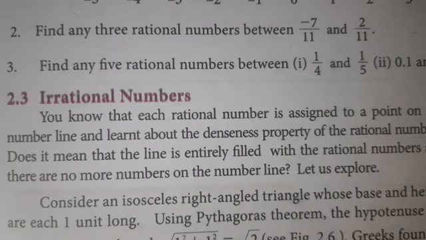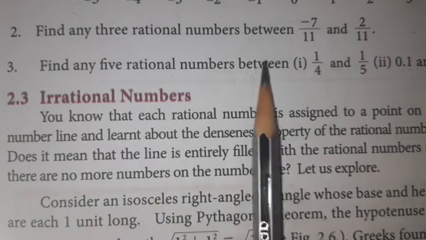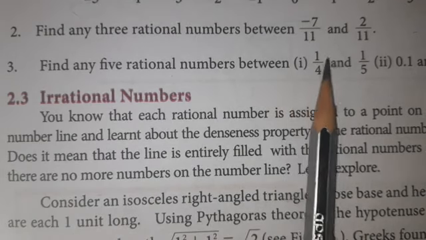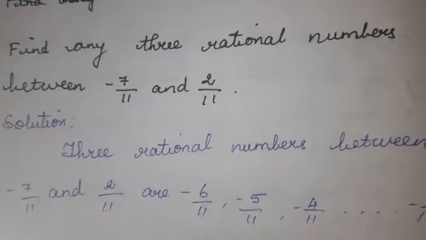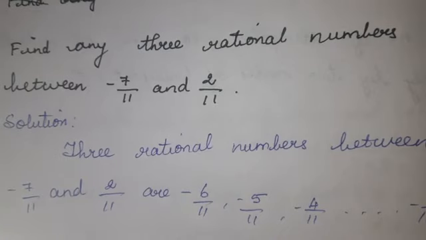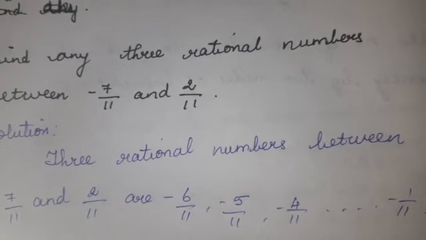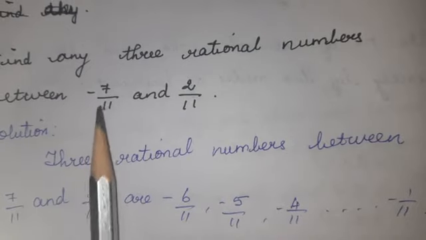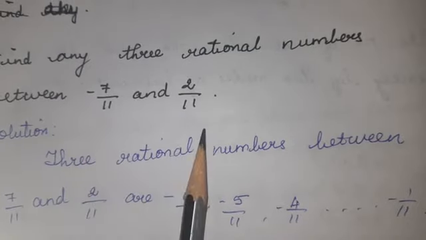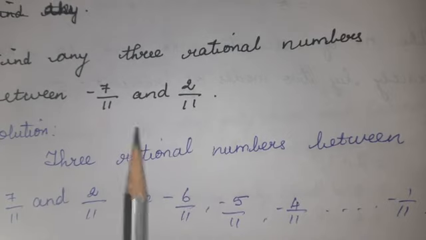Second question. Find any three natural numbers between minus 7 by 11 and 2 by 11. This type of problem we studied last year in 8th standard. See this question. The rational numbers given are minus 7 by 11 and 2 by 11. In between, we should write three rational numbers.